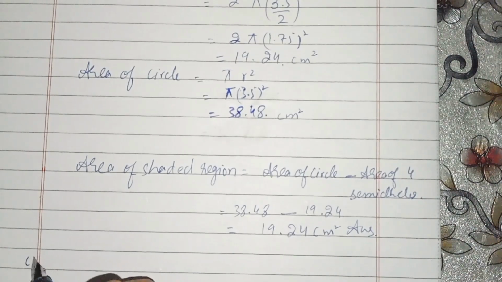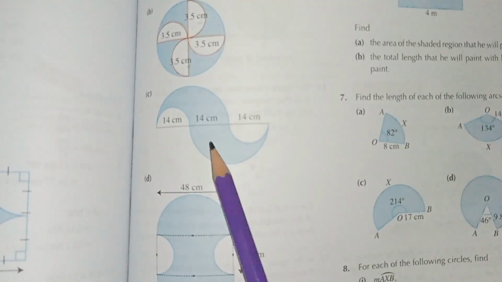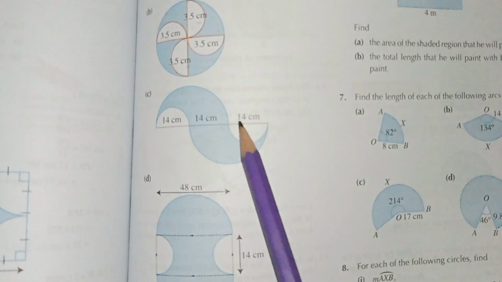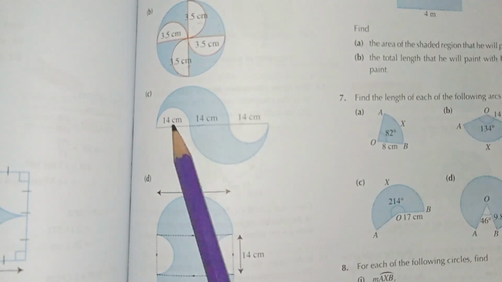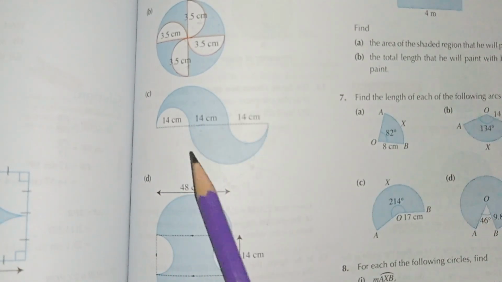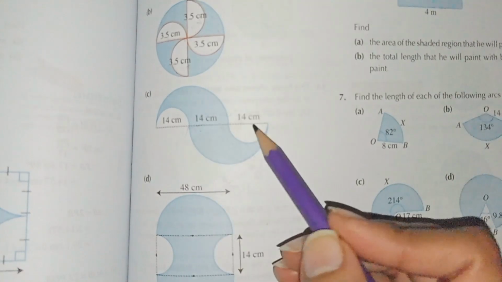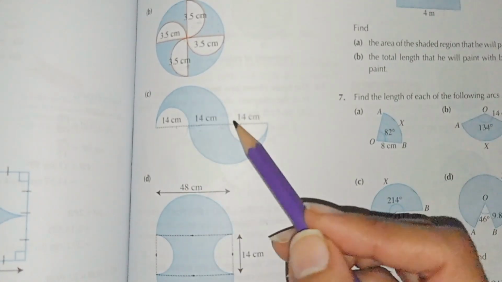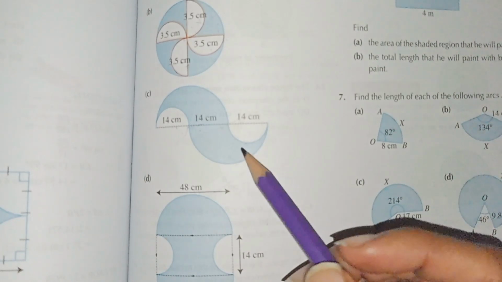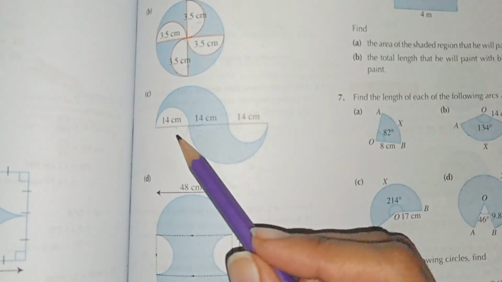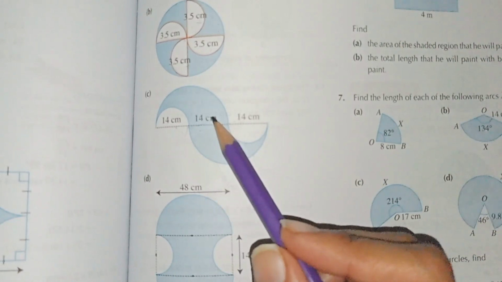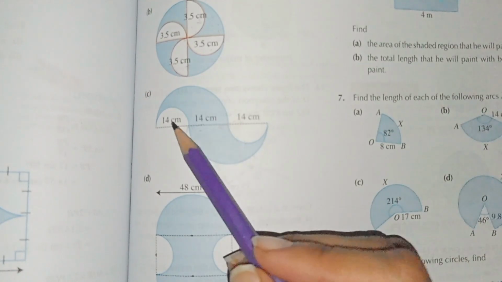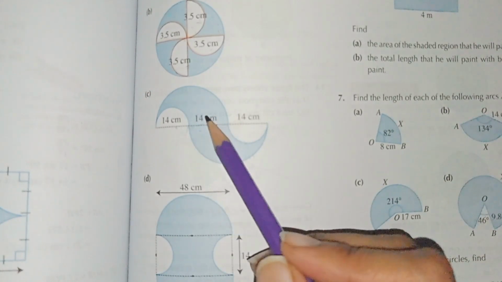It's solved. Now students, part number C. In part number C, you can observe this figure. You can observe that there is a small circle and there is a big circle, and we have to subtract the area of the small circle from the area of the big circle. It means you have to find the area of both circles.